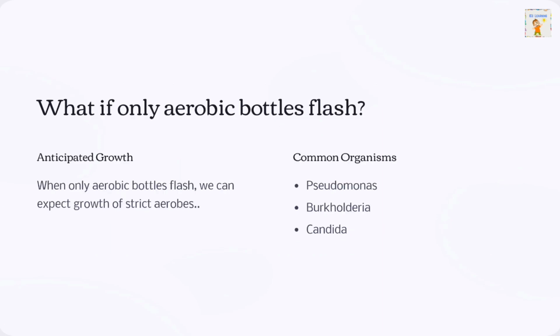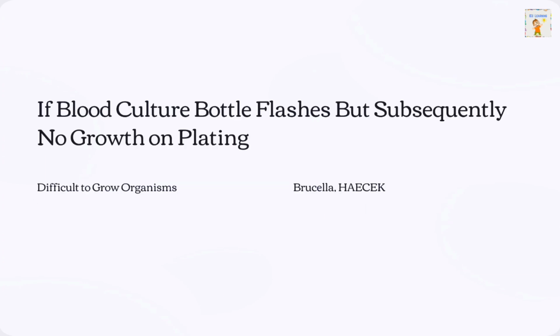What if only the aerobic bottle flashes and the anaerobic bottle does not? You have to strongly suspect strict aerobes, and common aerobes include Pseudomonas, Burkholderia and Candida species. Now if the blood culture bottle flashes and you get something in the Gram stain, but subsequently there is no growth on plating, these could be difficult-to-grow organisms. These are Brucella and HACEK.